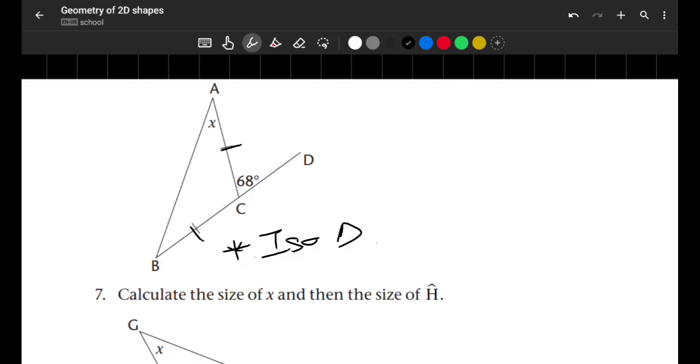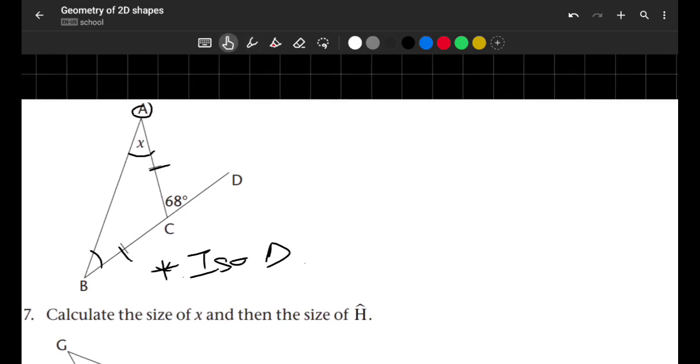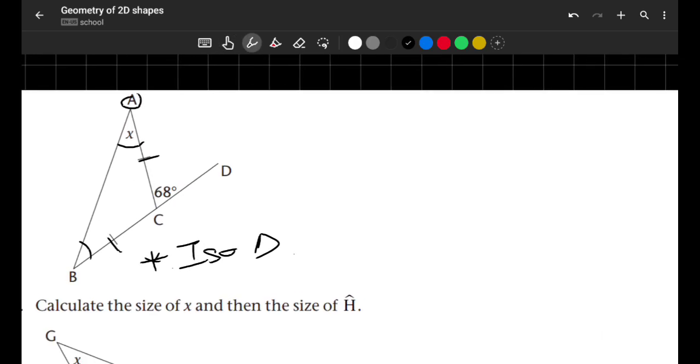And because we know it's an isosceles triangle, that means these two angles are the same. Now they want us to find angle A, which is x there. What do we do? First things first, we're going to start by saying we don't have enough information to find everything here. So first things first, we find this angle that is inside.